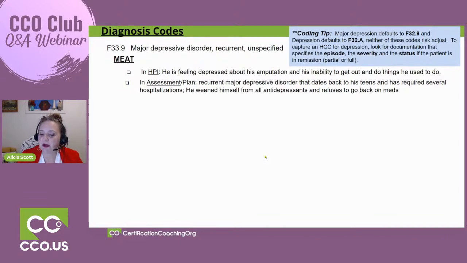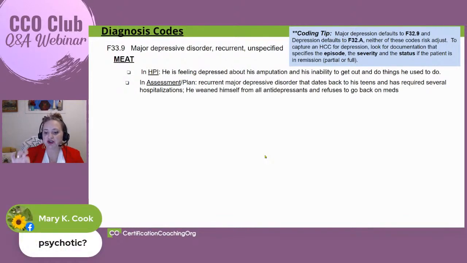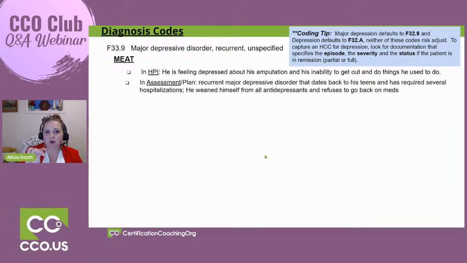And yes, Mary, they always ask if it's psychotic, if certain characters will lead you on MDD for the psychotic component, but again, all of ours is unspecified. But yeah, that is part of the status. And then the problem is we have depressive disorder.